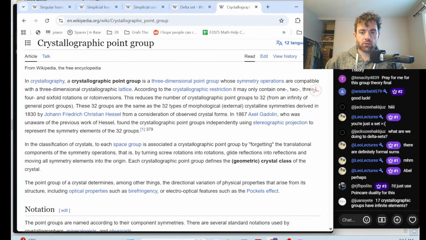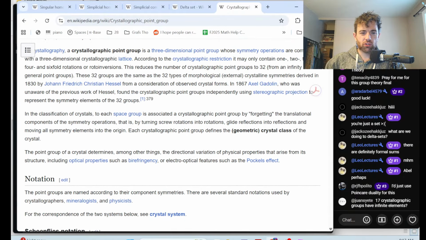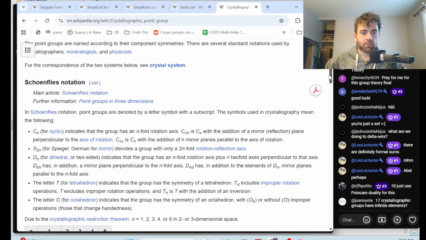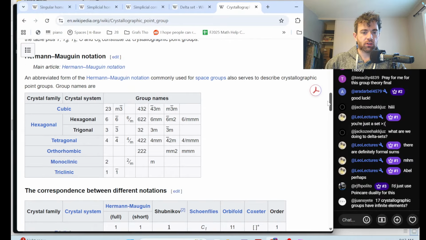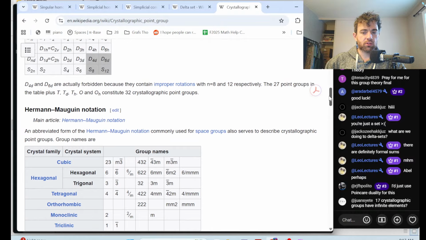Three-dimensional point group, blah, blah, blah, lattice. Or is it just the rotation groups that we look at? Yeah, actually, what's the definition of the group? Do we just look at the rotations? If we just looked at the rotations, then maybe they're finite.